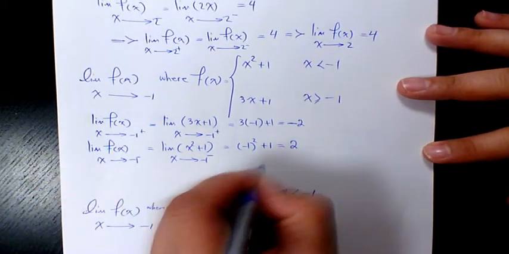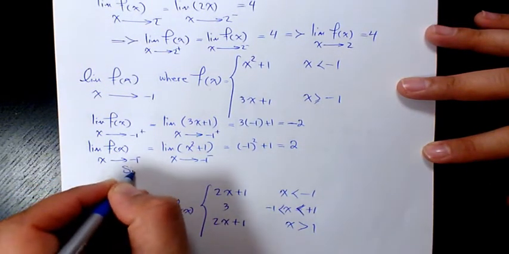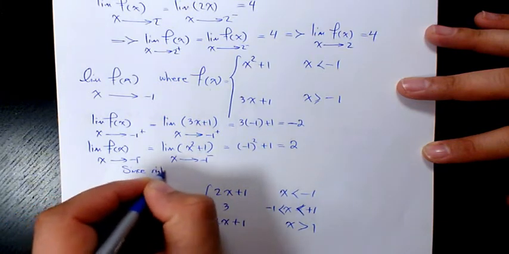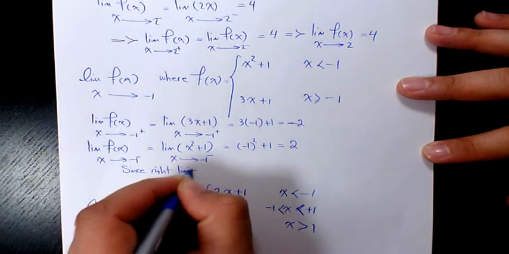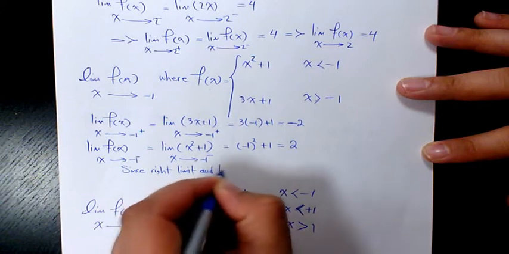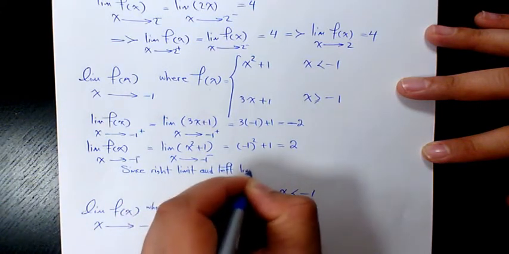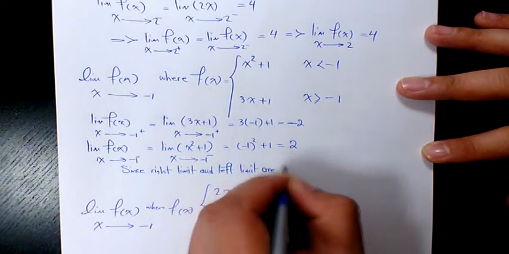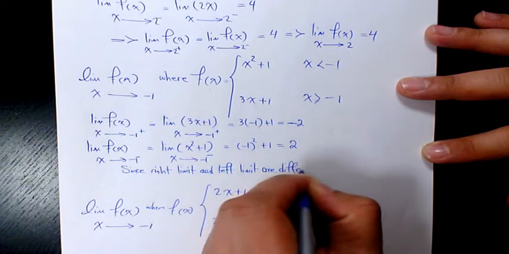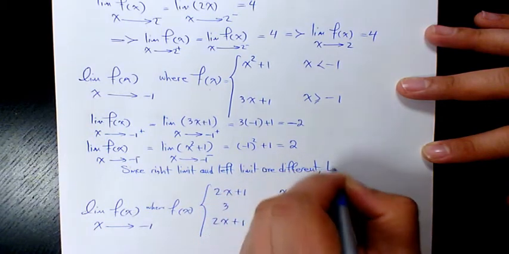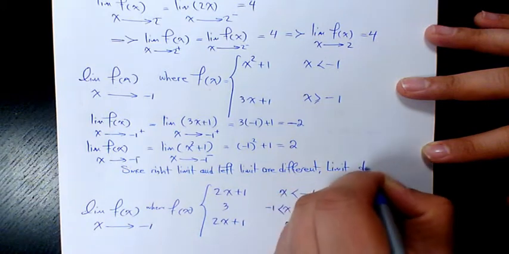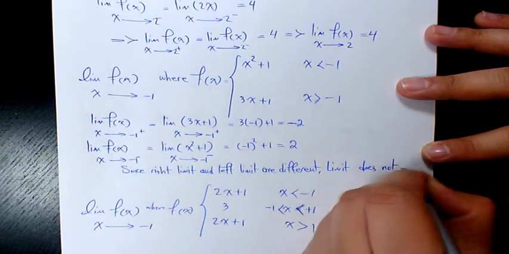And we're gonna say that since right limit and left limit are different, limit does not exist.